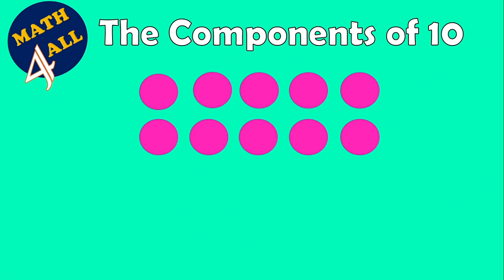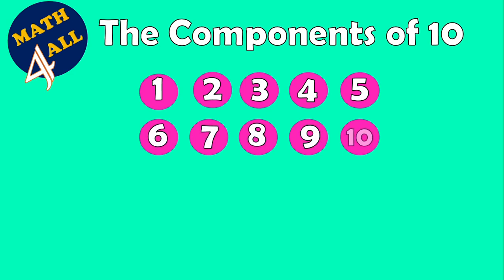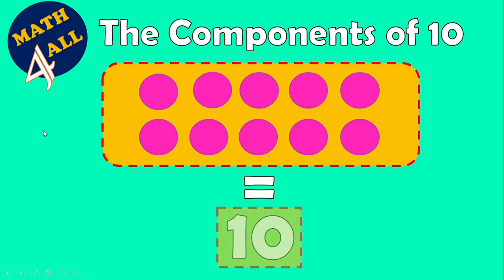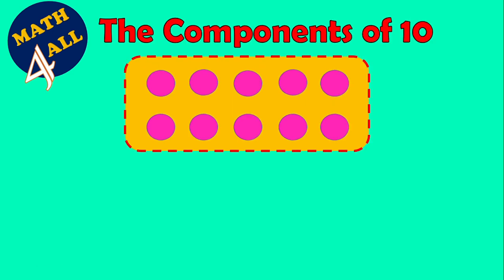Components of number 10, or how to make a 10. Here we have some circles. Let's count them. 1, 2, 3, 4, 5, 6, 7, 8, 9, and 10. So these circles are 10 circles. Now let's learn what is the components of number 10, or how to make a 10.